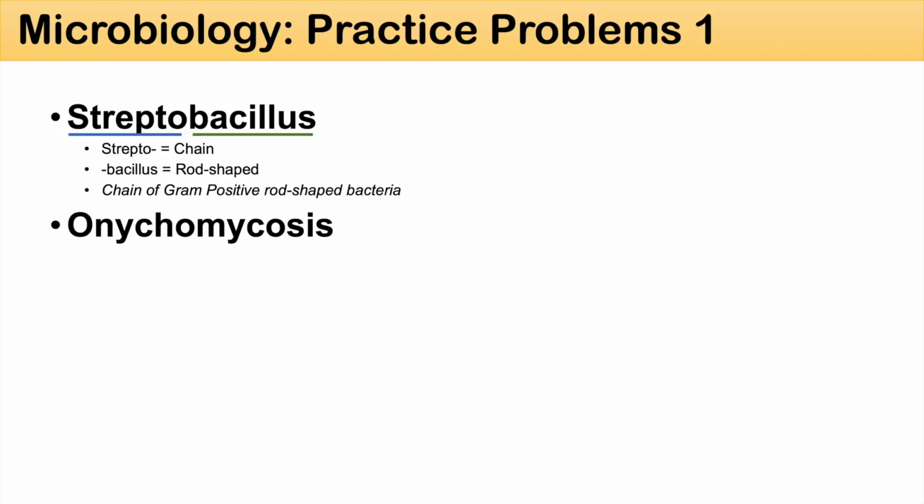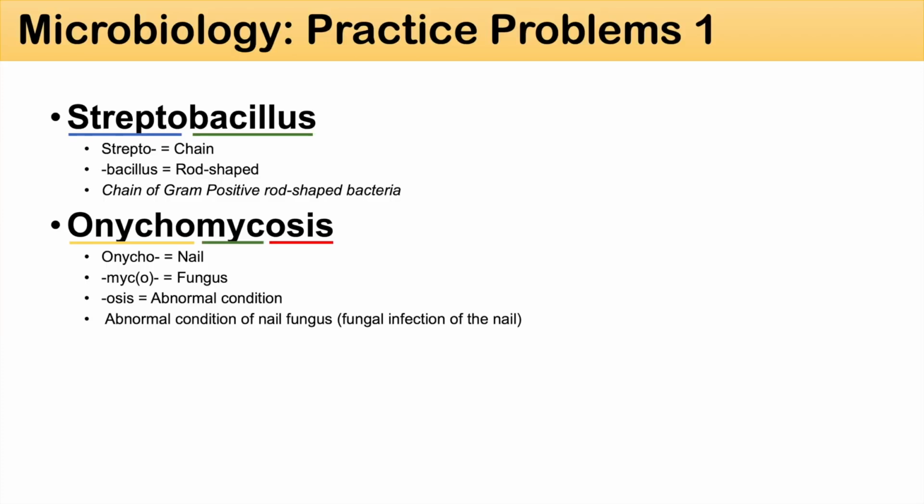The next word we're going to look at is onychomycosis. If we break that down, onycho means the nail, so a fingernail. Myc or myco means fungus, and osis means abnormal condition. So onychomycosis means an abnormal condition of nail fungus. So it's a fungal infection of the nail.